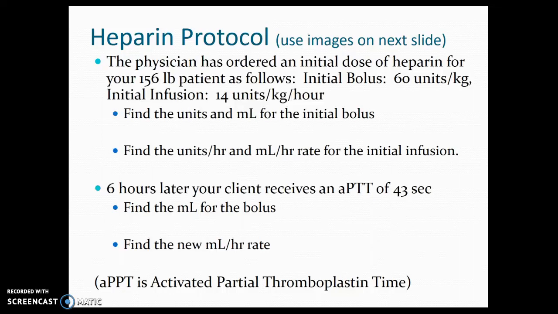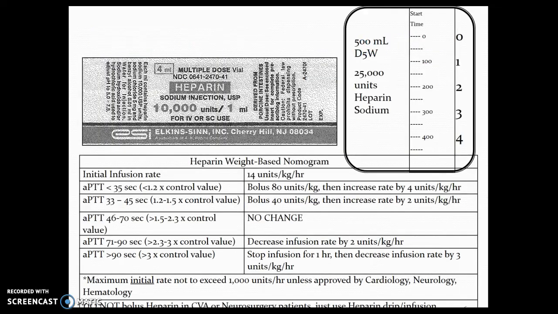We're to be using the protocol on the next slide, so let's take a look at what that protocol looks like. So here we have our label for heparin. This is for IV or subcutaneous use. We would end up using this label for our bolus because we could pull this into a syringe. And we also have an IV bag, 500 milliliters with 25,000 units. So this would be for our IV drip, where we have a continuous infusion.